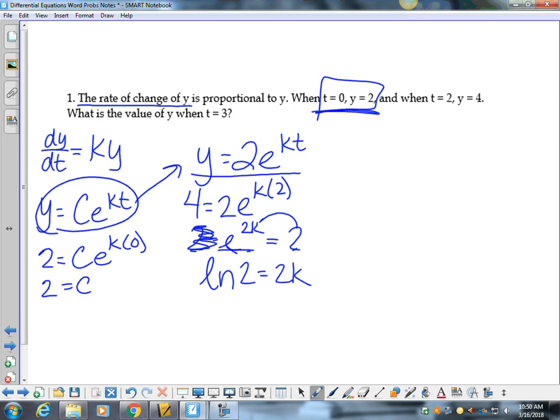Guys, ln is a button on your calculator, isn't it? And 2 has no variables in it. So can I figure out what ln of 2 is and then do what? Divide it by 2? So k equals ln of 2 over 2, and y'all are going to get me a decimal for that. Let's go 3 decimal places.